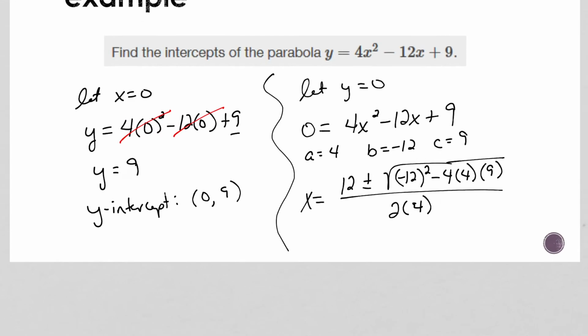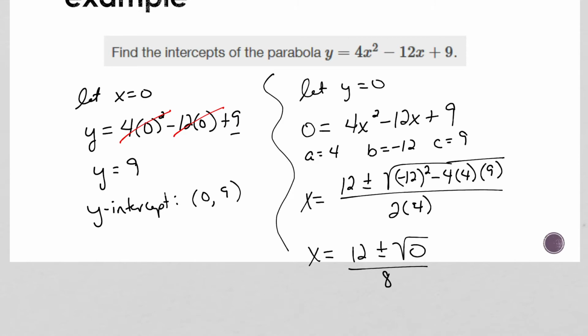Okay, so now I've got x is equal to 12 plus or minus the square root of, don't know what that is yet, over 8. On my calculator, parentheses are super duper important because of that negative sign. So parenthesis, -12, close my parenthesis, and then I hit my square button, minus 4, open parenthesis 4, close parenthesis, open parenthesis 9, close my parenthesis, hit enter, and I get 0.